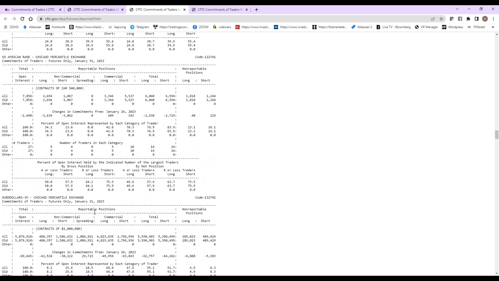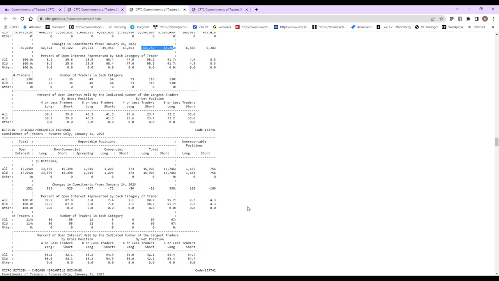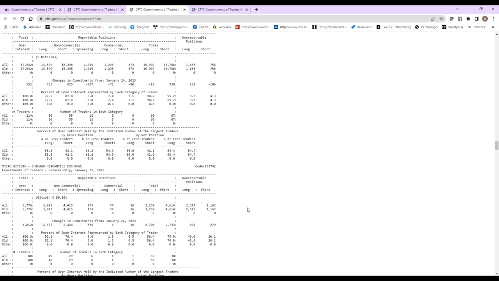Let's do the euro dollar as well. Nothing interesting. 95 against 91% increase. So everything is moving. There's a lot of confusion and a neutral zone. So let's check something else.